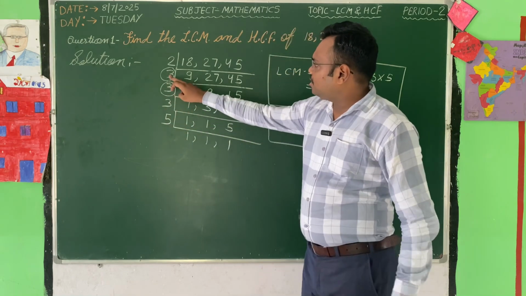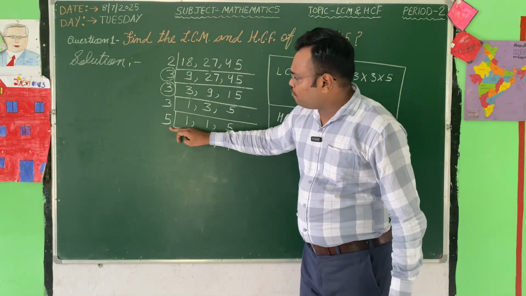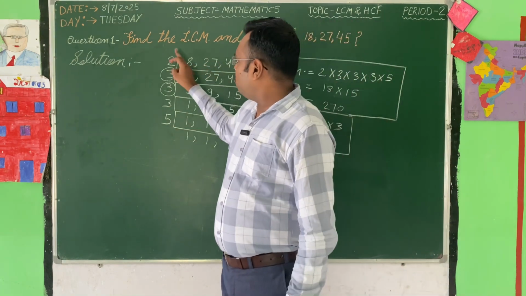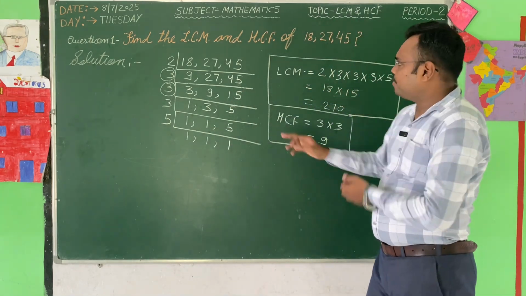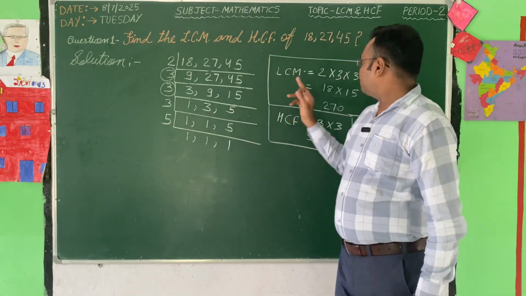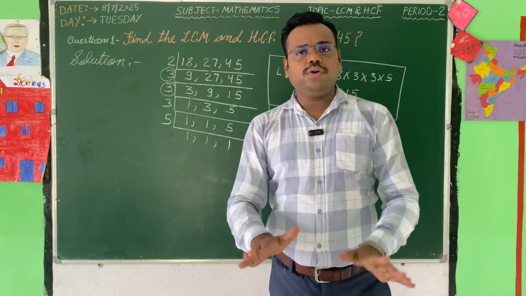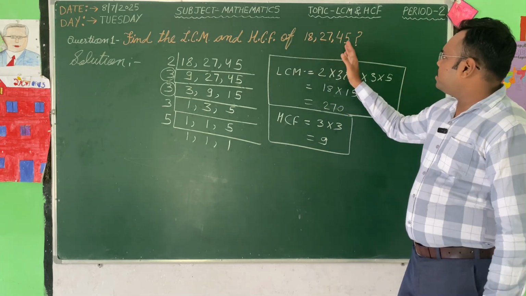Why? Because the number 3 divides all the numbers completely. But 2, 3 and 5 do not divide all the numbers completely, so we cannot draw the circle on these. So, what is the LCM here? 2 into 3 into 3 into 3 into 5. Multiply all these numbers and we get 270. So, 270 is the LCM, the least common multiple of 18, 27 and 45.